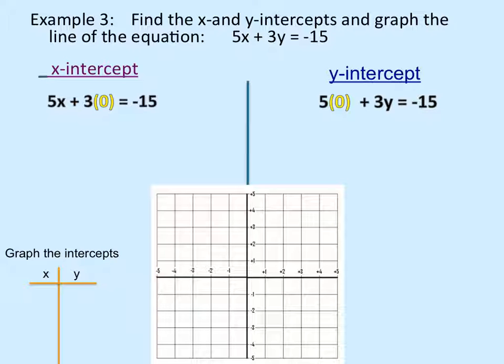Okay, third example, 5x plus 3y equals negative 15. So for my x-intercept, y is 0, so that goes away. We get 5x equals negative 15. Divide, and we would get x equals negative 3. So now I know that negative 3 is my x-intercept.